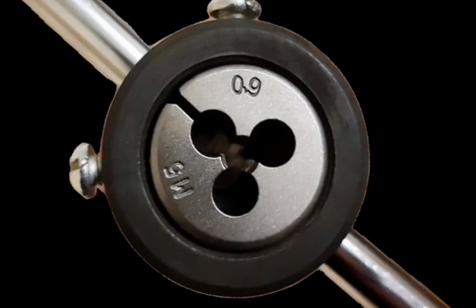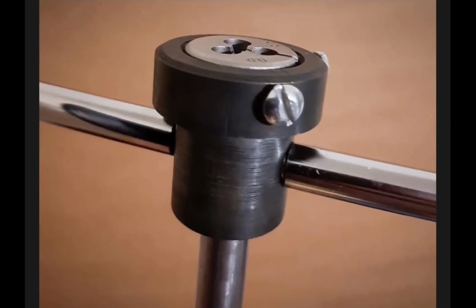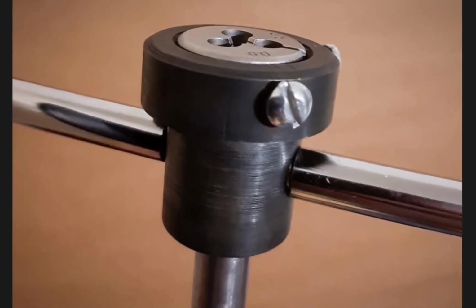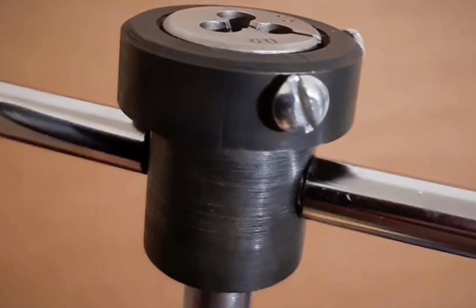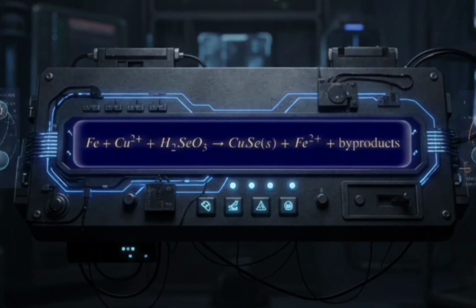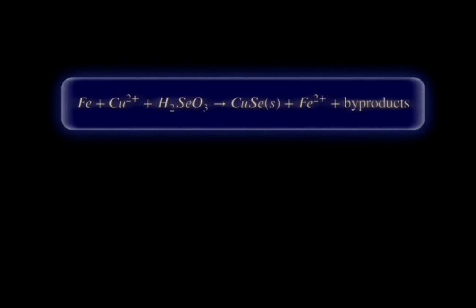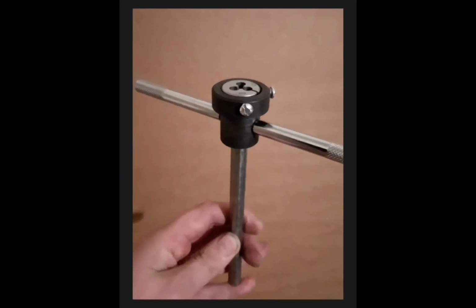Selenium dioxide is used for bluing steel. This was a die holder for cutting threads that I made myself. I used selenium dioxide, copper sulfate, and phosphoric acid. The phosphoric acid cleans and etches the surface. The iron in the workpiece reduces the selenium to elemental selenium, and you get copper selenide. Copper selenide, along with the ferric oxide, forms a film on the surface of the workpiece.